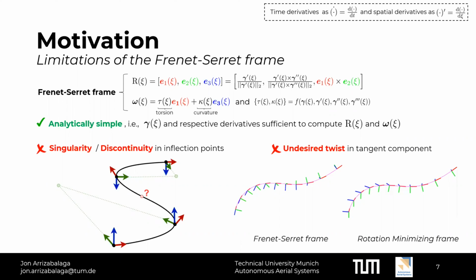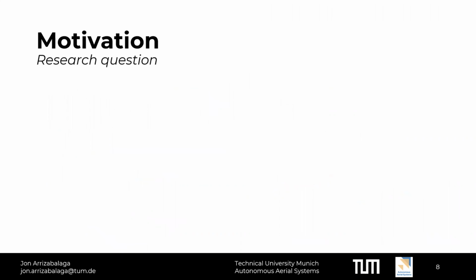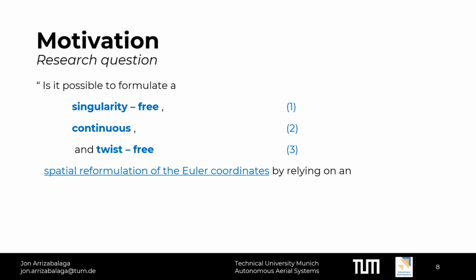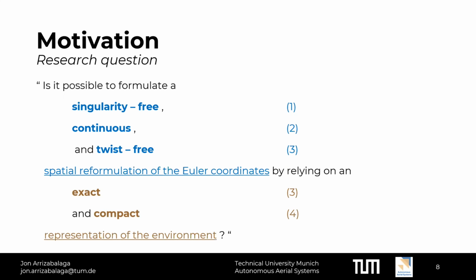To tackle these two limitations of the Frenet-Serret frame, we formulated the research question that we are trying to answer in this work. Is it possible to formulate a singularity-free, continuous, and twist-free spatial reformulation of the Euler coordinates by relying on an exact and compact representation of the environment? To understand this question, we have to decouple it into 4 different features.